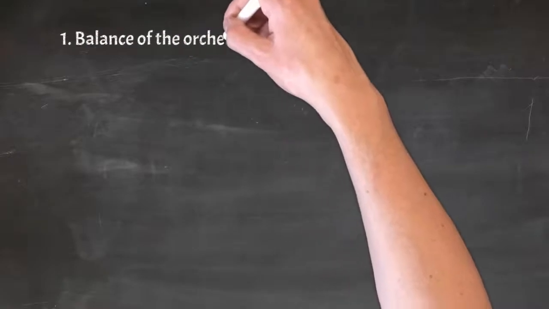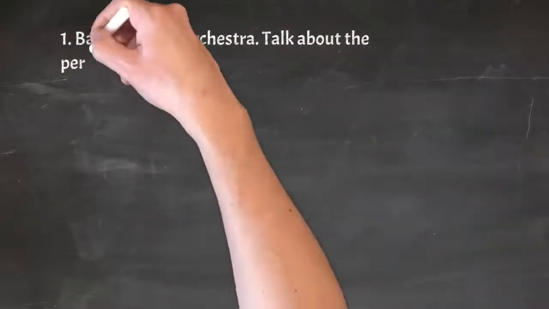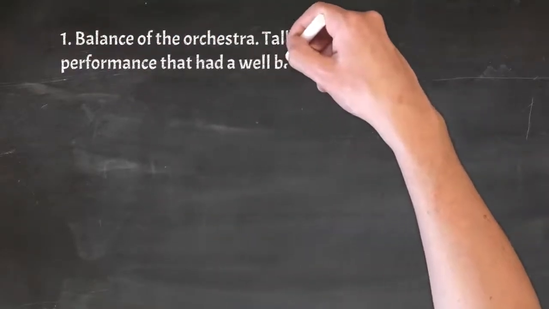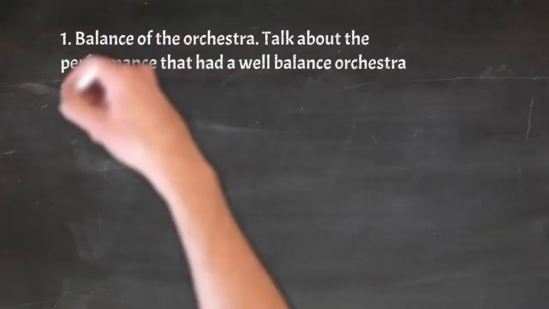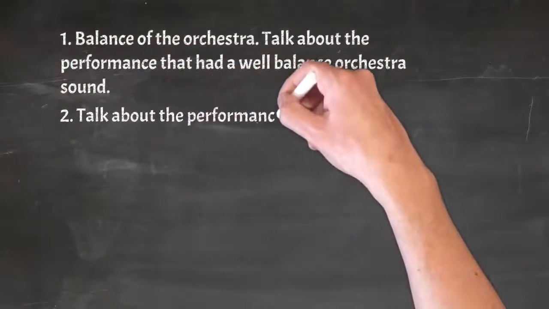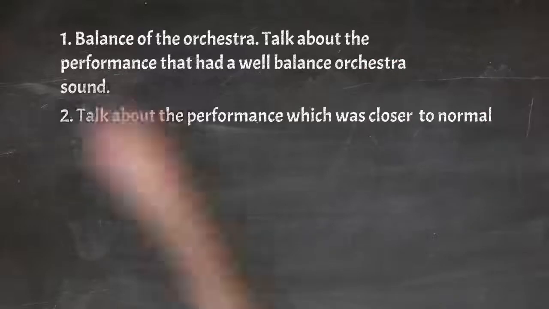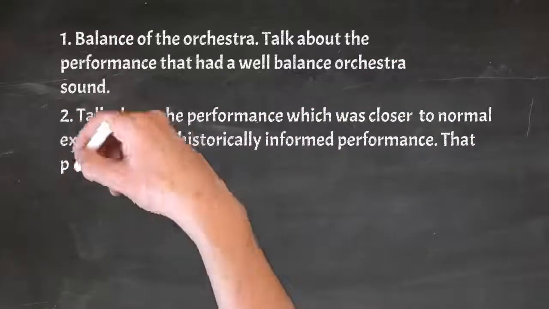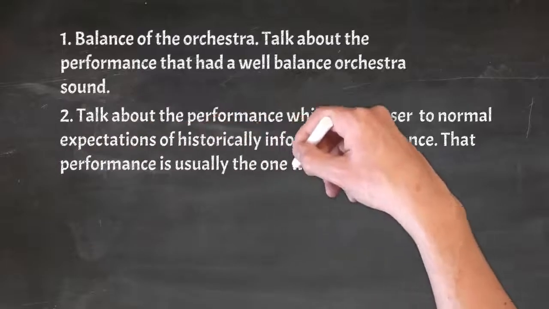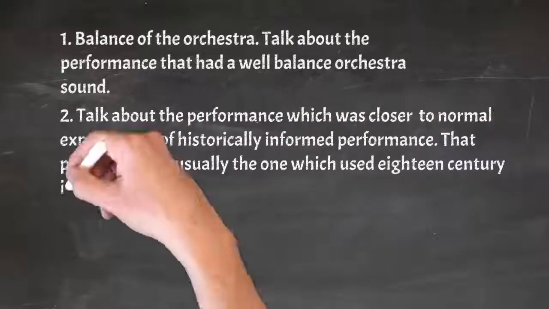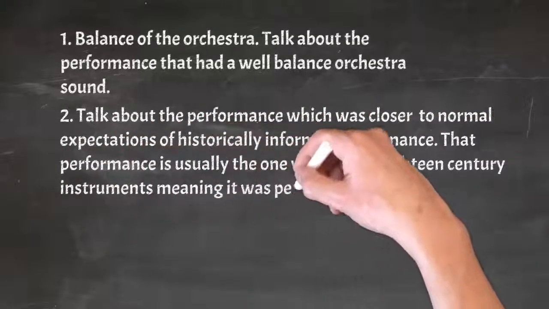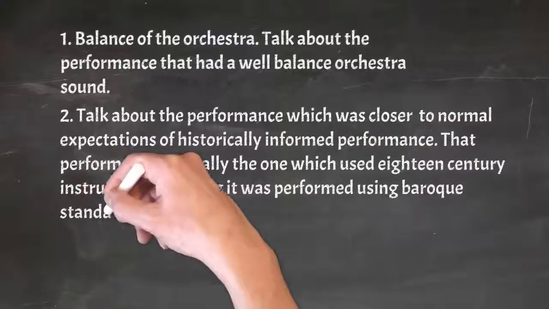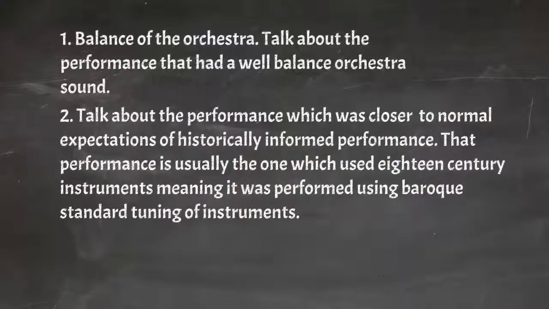of the orchestra. Check whether the orchestra was well balanced or not and mention the performance which was well balanced. Also, overall, talk about the performance which was closer to normal expectations of historically informed performances. Usually that performance is the one that used 18th century instruments, meaning it was performed using Baroque standard tuning of instruments.